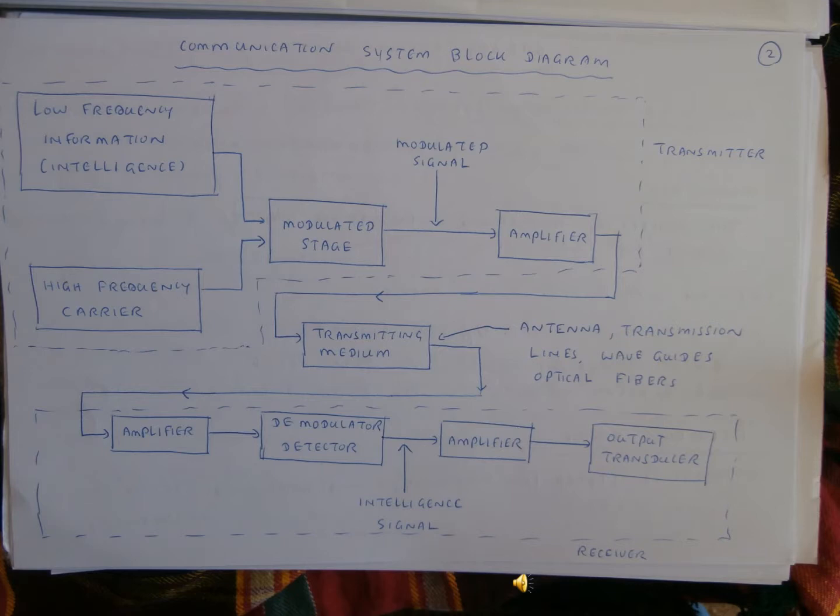It includes a transmitter portion, which is the intelligent signal and carrier frequency combination and amplification. Then the transmission portion is the transmission medium. The receiver portion receives the combined signal, the carrier signal is eliminated, and the intelligent signal is taken out, the amplifier amplifies it, and the output transducer produces the output. So this is the communication system block diagram.